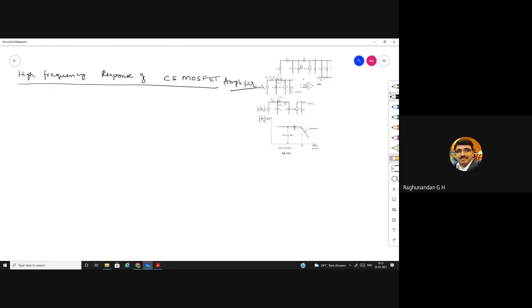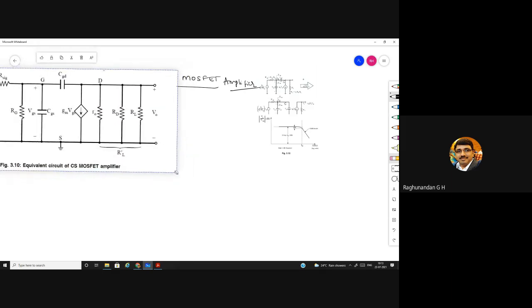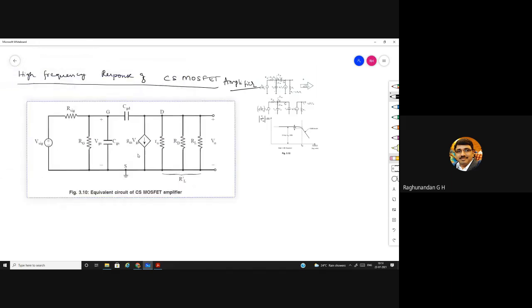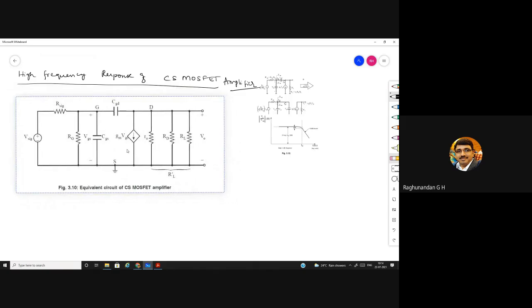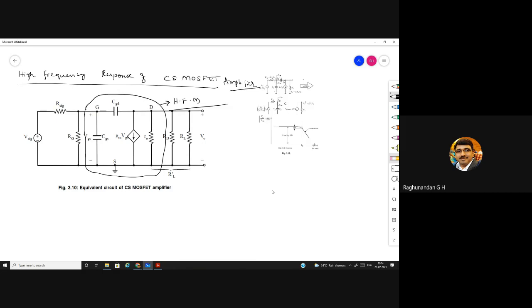So for this, we'll take the high frequency model. You can see that this is the high frequency model only, whatever we are having now. Just now, a few minutes back, we discussed this high frequency model.